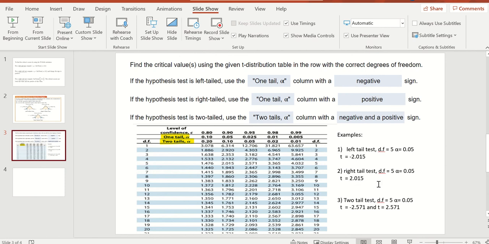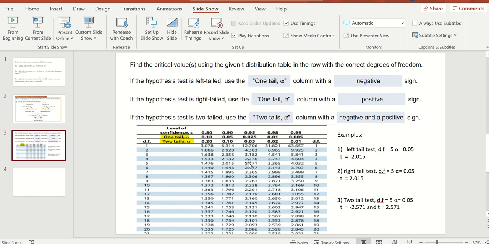2.015. And then lastly, let's suppose we wanted to do a two-tailed test with 5 degrees of freedom and a level of significance of 0.05. Now this time we need to go down to the second column. This is the two tails, alpha. We scroll over until we find the level of significance, 0.05. And then we need to go down until we find 5 degrees of freedom, which would place us right here. So we have 2.571 coming from the chart.